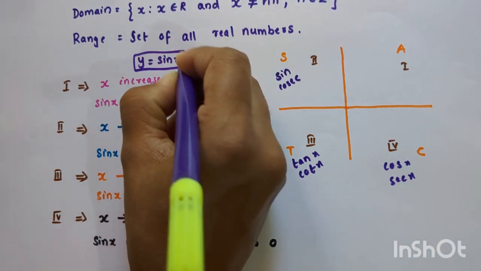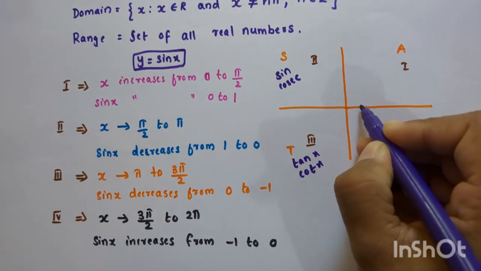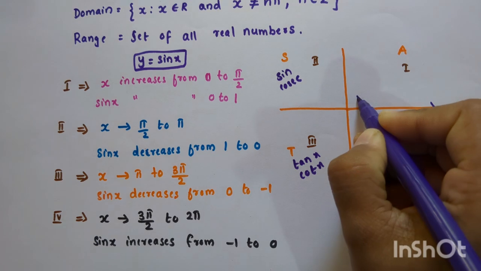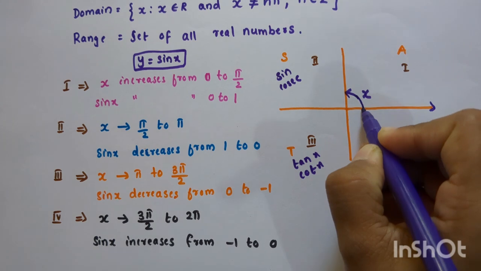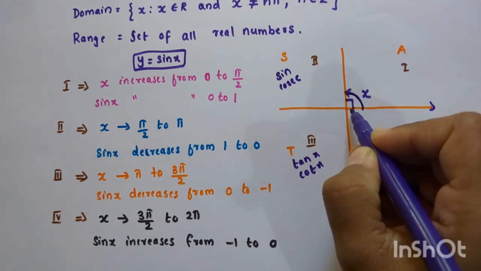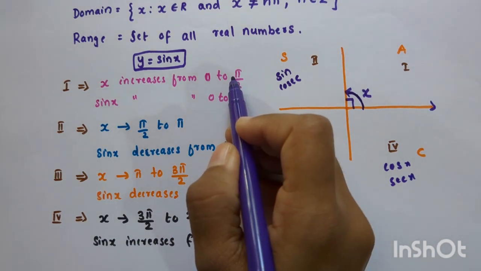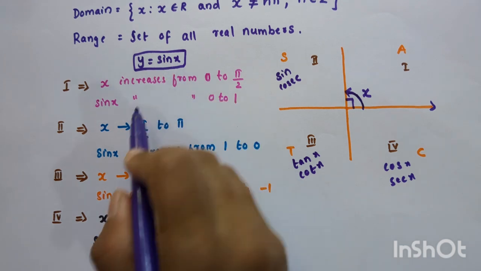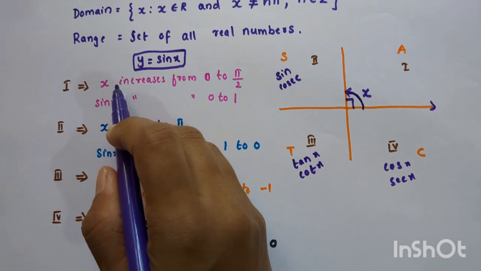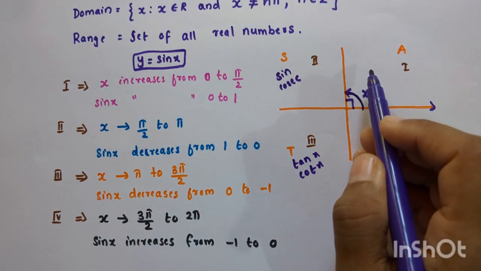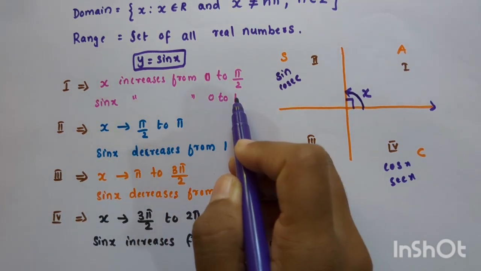So let us consider the function y is equal to sin x here. In the first quadrant, I am measuring the angle from this axis and in general I am taking that angle as x. Here the angle x increases from 0 to the maximum value in the first quadrant, which is pi by 2. As the angle x increases from 0 to pi by 2 in the first quadrant, the value of sin x also increases from 0 to 1.